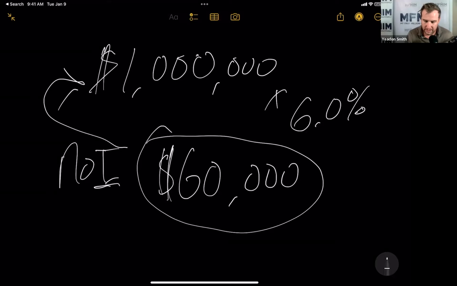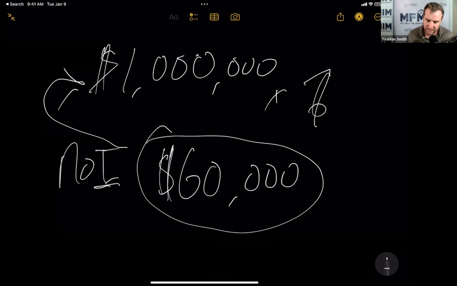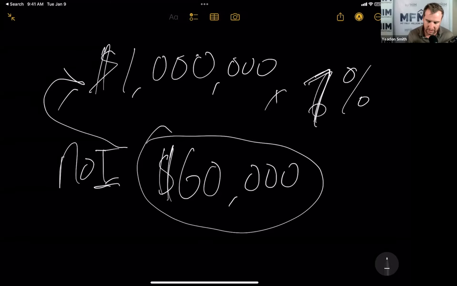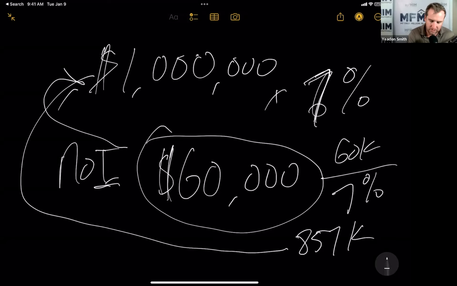So let's say I do that, and then I go to sell it, and I can't get that. Let's say the cap rate is 7%, and I was a little too aggressive in my underwriting. Now my property with a $60,000 NOI: I take the 60K, divide it by 7%, and that gives me 857K. So now I'm almost 150K shy of what I thought this property was going to be.